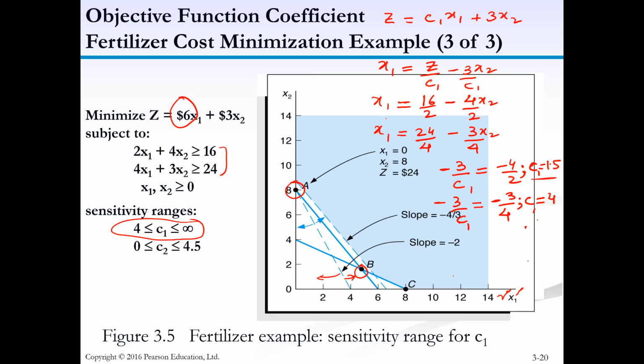So this means that the range of C1 has no upper limit, so we put infinity, and the lower limit is 4. The same way we can do it for the second coefficient, and I leave it to you to do it yourself. I think we can stop here and we will continue later.